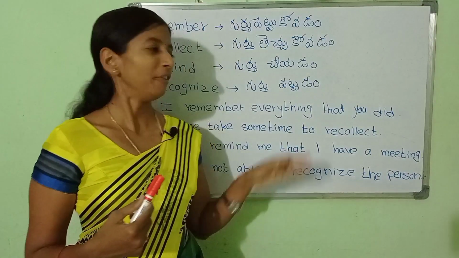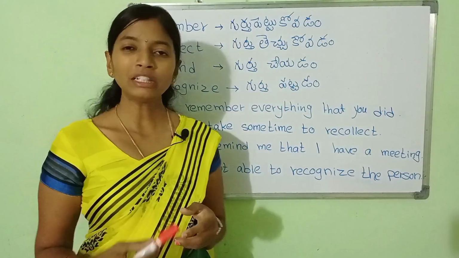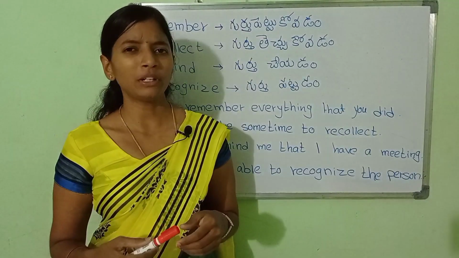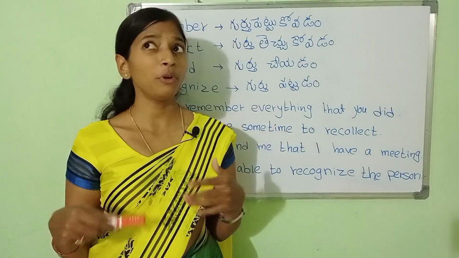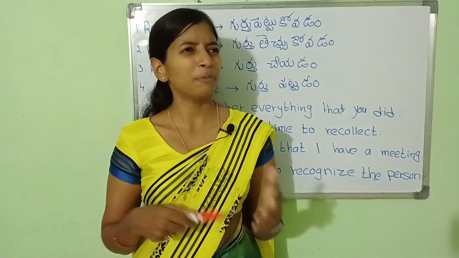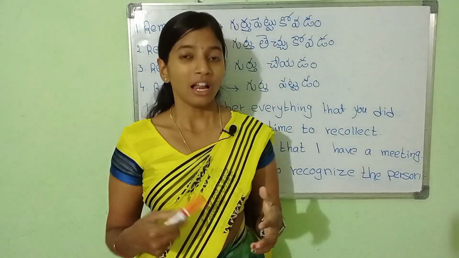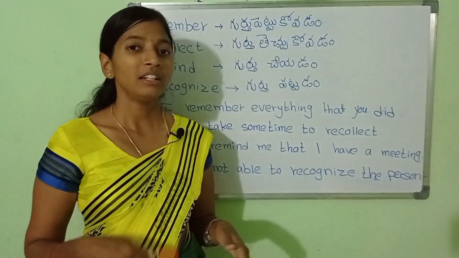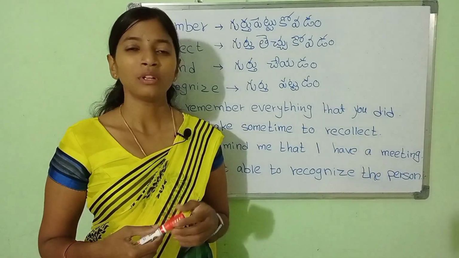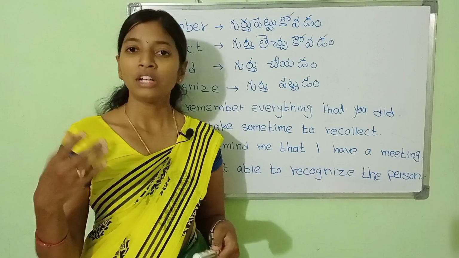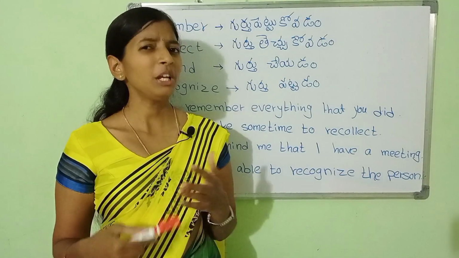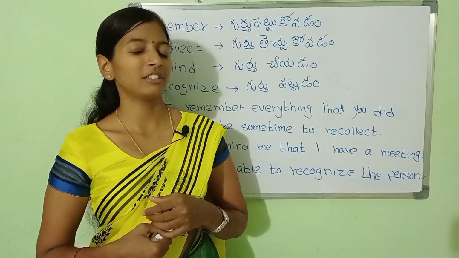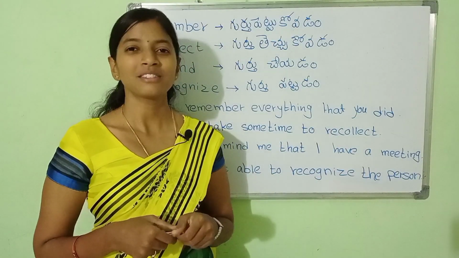And the last word we have here is gurtu pattadam. Gurtu pattadam in English lo recognize anantam. Okay, recognize. Alantappudu ila cheppochu, I am not able to recognize the person. I am not able to recognize the person. Or directly you can say, I'm not able to recognize who you are. Can you please tell me who you are? I'm not able to recognize you. Anything is okay. All right?